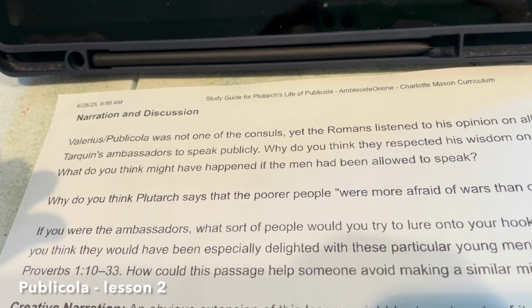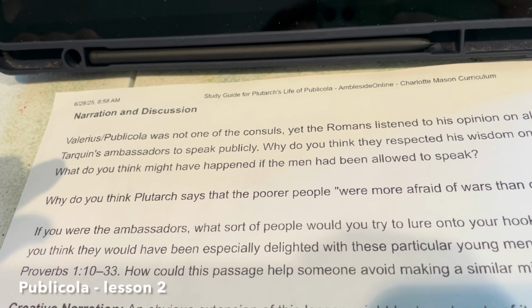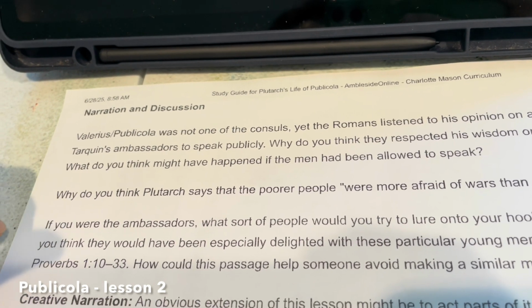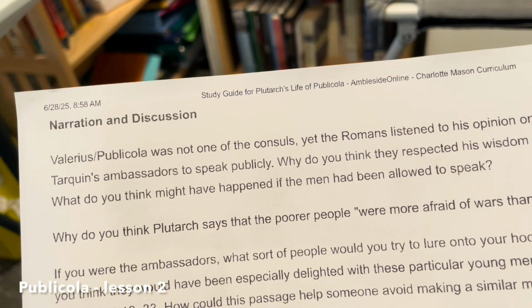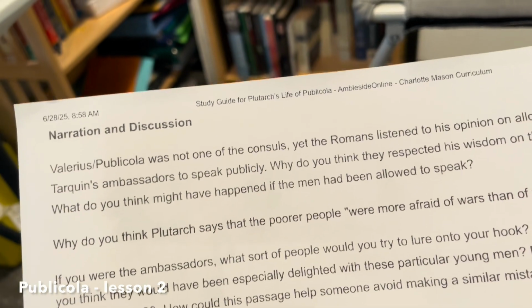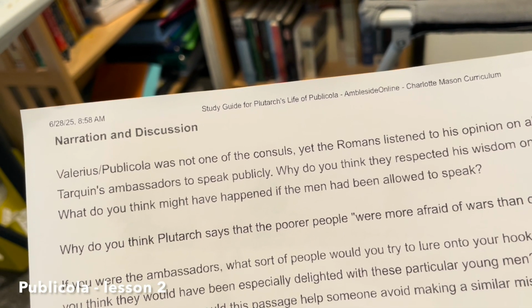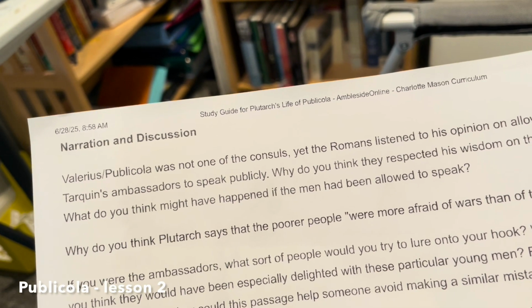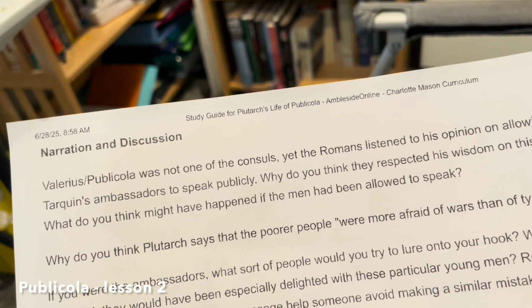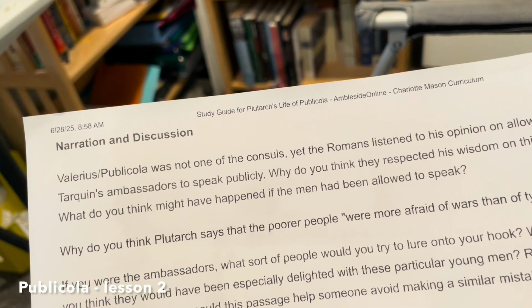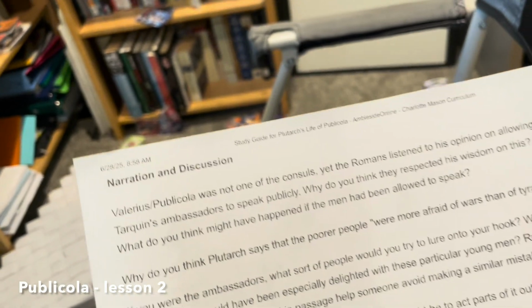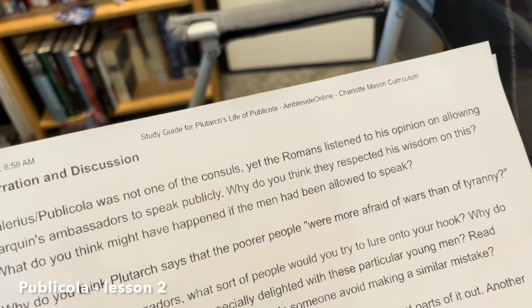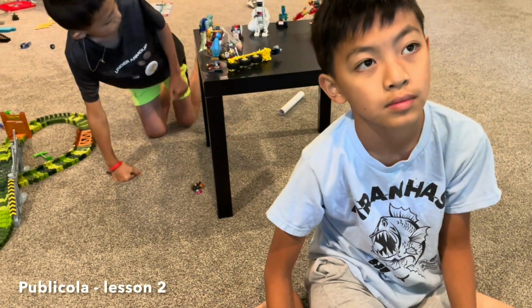So Valerius Publicola was not one of the consuls, yet the Romans listened to his opinion. Valerius was against allowing the ambassadors to speak to the people, right? Because, I quote, the poorer people were more afraid of wars than of tyranny. So that means they are afraid of wars, so they just want peace. So they may just say, okay, let the king back, right? So why do you think he thinks that? Why were the poorer people more afraid of wars than of tyranny?